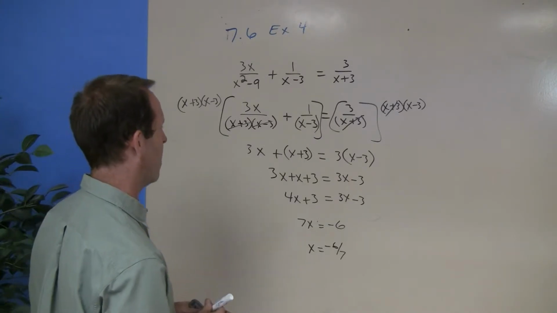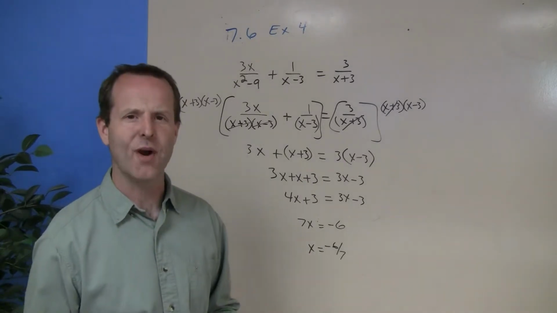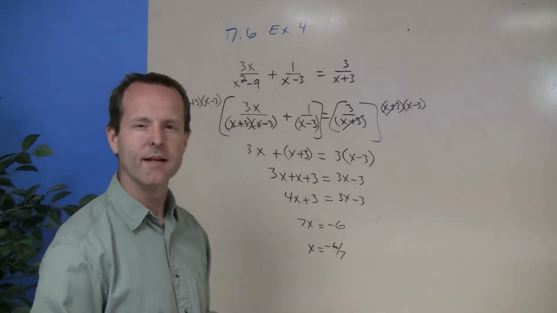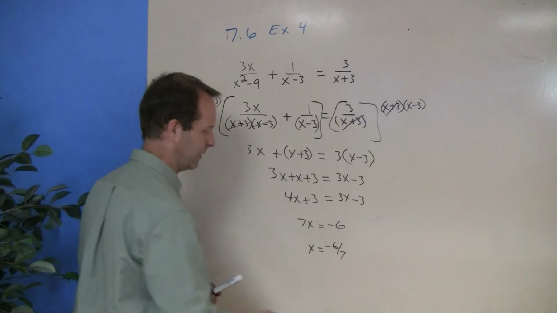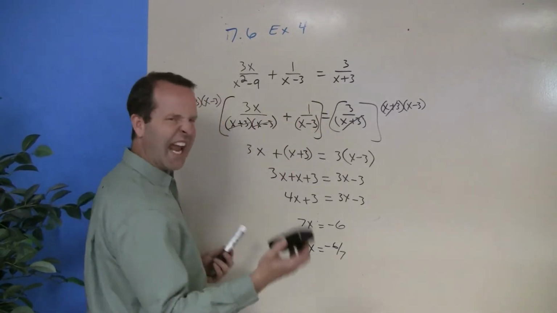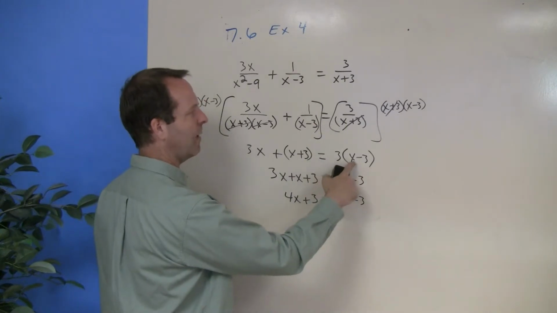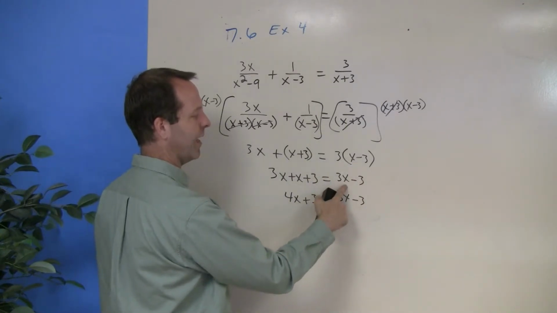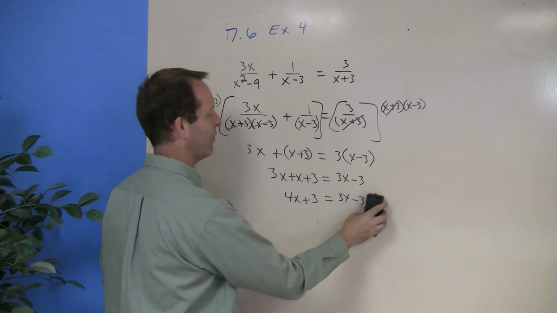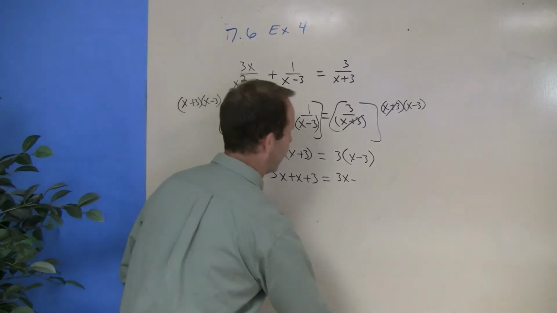Oh, that's not what I did wrong. Did you guys pick it up? Something didn't feel right. I'm staring at the problem going, wait a minute, something's not accurate here. It just had a feeling. It looks like 3 times x minus 3 is a 3x minus a 9, not a 3. So let's change that.